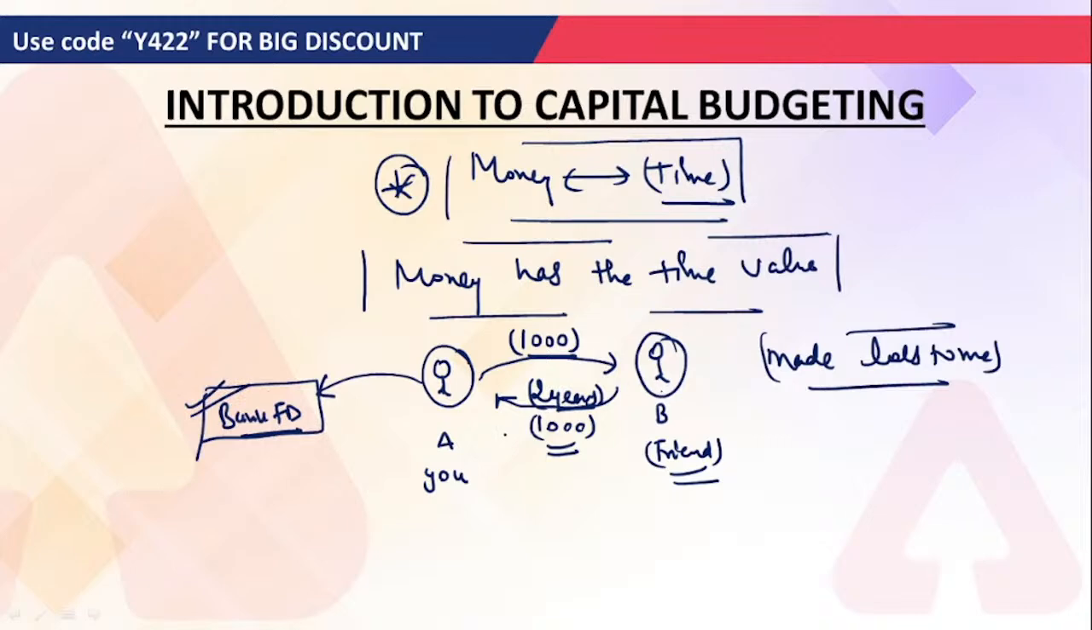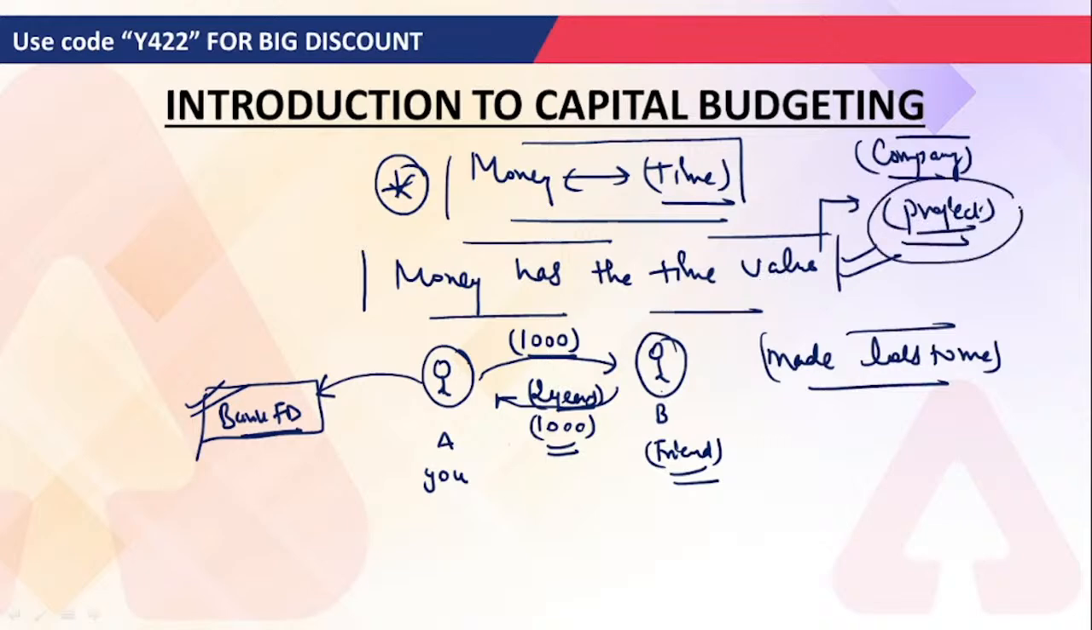That's it. This is known as money has time value, but if it is invested in the correct way. If we are talking about a company, then we say if it is invested in the correct, right project. That is basically what we have to understand in capital budgeting.